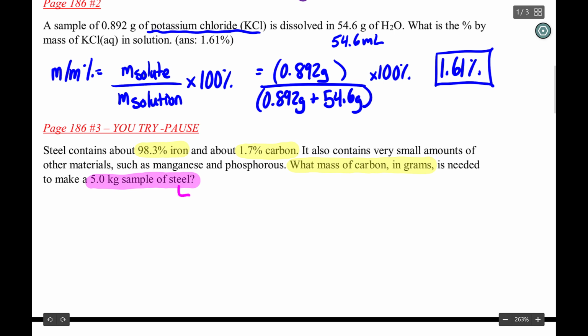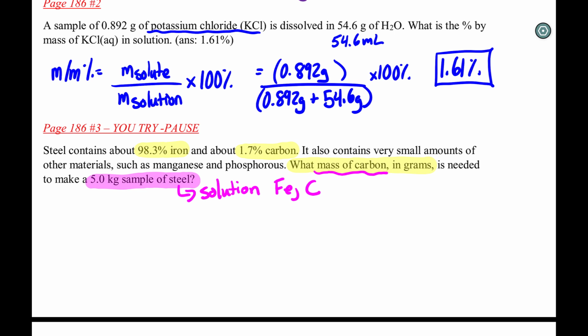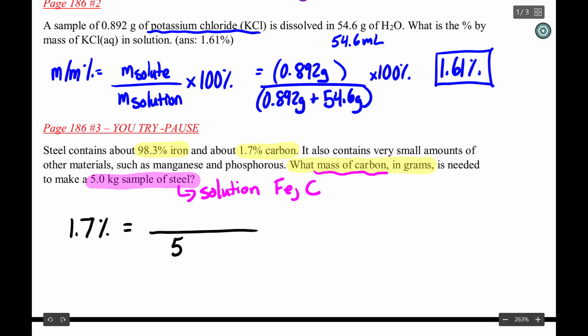So, steel is a solution. It's a solution of iron and carbon mixed together. Now this question wants to know the mass of carbon, not the mass of iron in the sample of steel. So we're going to start with the percentage of carbon because the question is asking for the mass of carbon. So I know 1.7% of this solution is going to be carbon. The solution itself is 5 kilograms of steel.